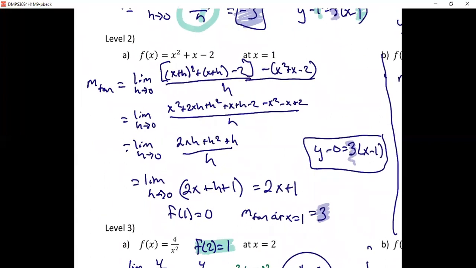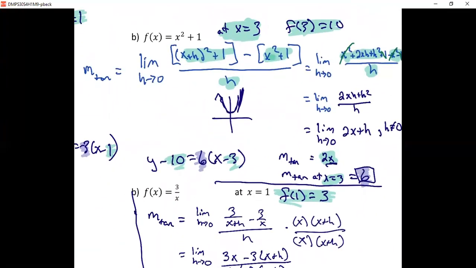For 2a, f of x plus h minus f of x over h. Simplify, simplify, reduce the h's. We get this expression, and again, this expression is the slope of the tangent at any x. We want to know what happens at the x value of 1. Since we want to know what happens at the x value of 1, if we plug in 1 right here, we will get 3.